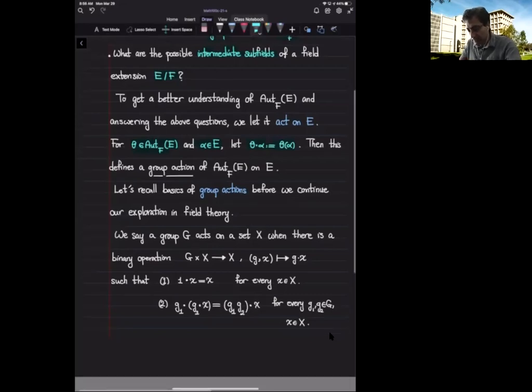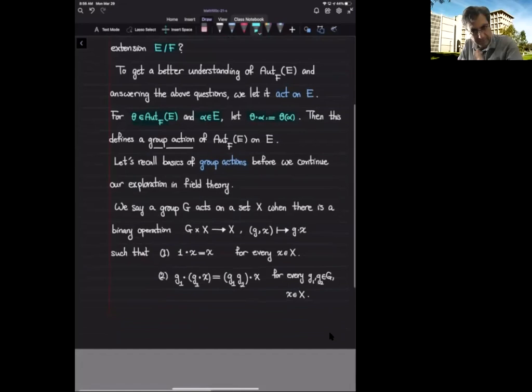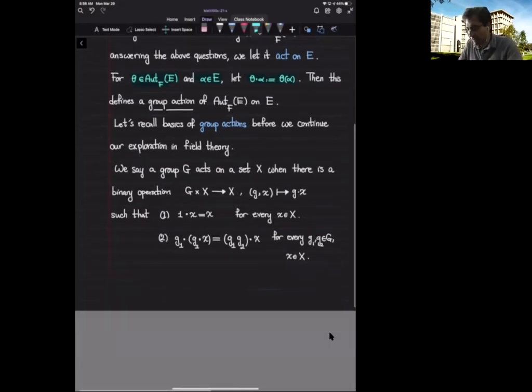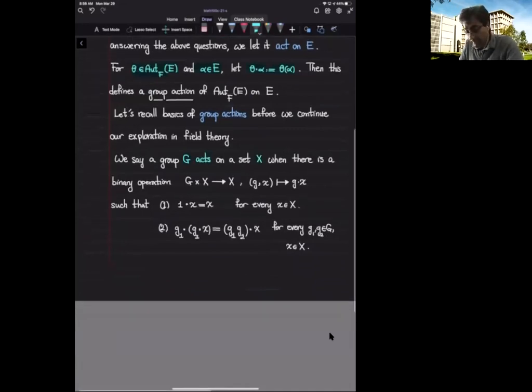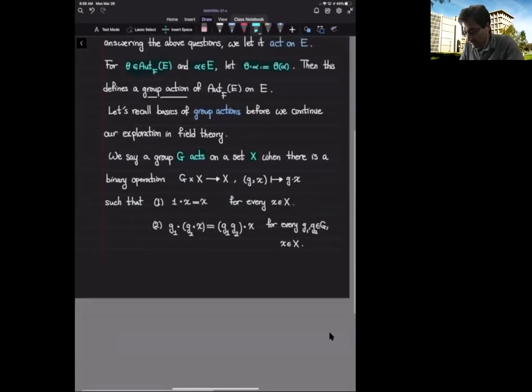This defines a group action. Let me quickly recall the basics of group actions. You've seen this in your group theory course, but let's quickly recall what it is. We say a group G acts on a set X when we have a binary operation. It takes a pair of elements, one inside the group G and one inside the set X.